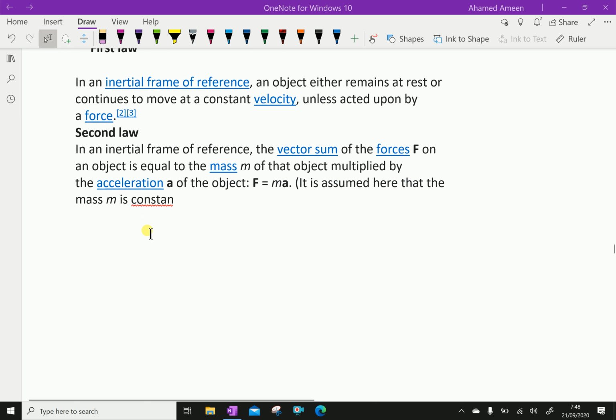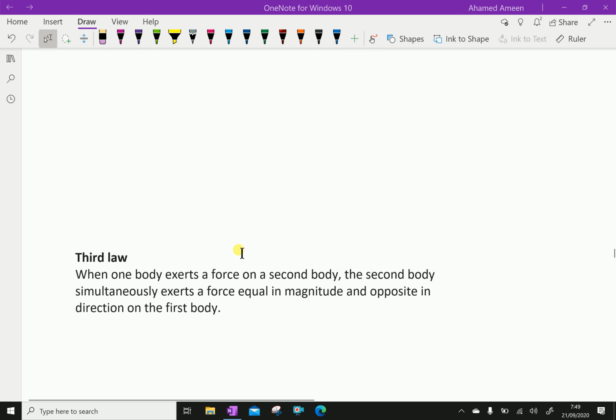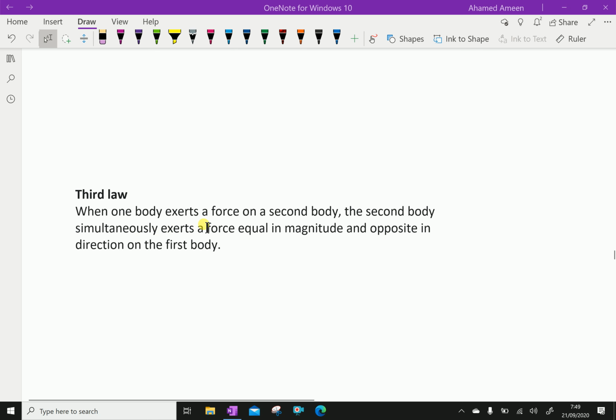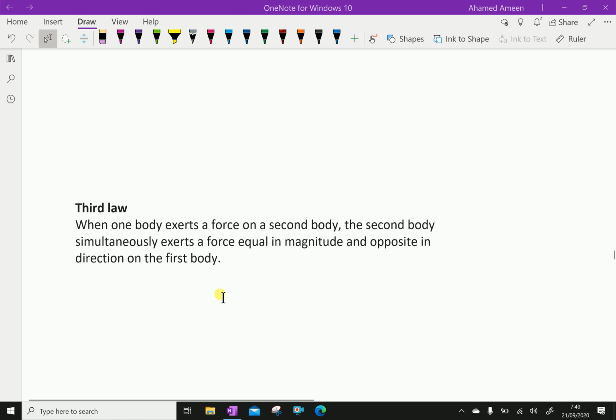Now, the second law. In an inertial frame of reference, the vector sum of the forces F on an object is equal to the mass m of that object multiplied by the acceleration a. That is, F equals ma, mass into acceleration. Third law: when one body exerts a force on a second body, the second body simultaneously exerts a force equal in magnitude and opposite in direction on the first body. We can explain it another way: for every action there is an equal and opposite reaction.